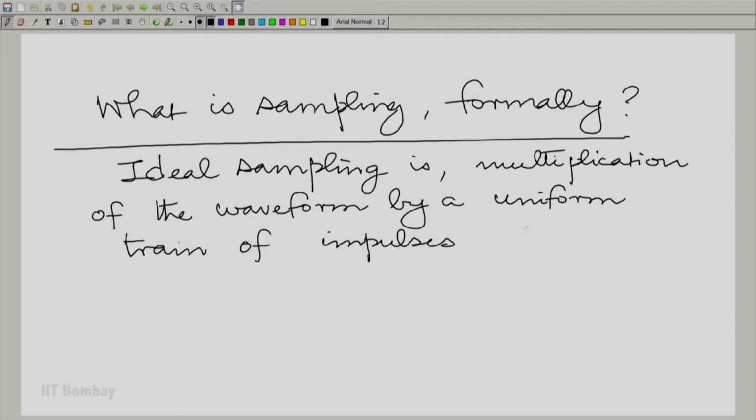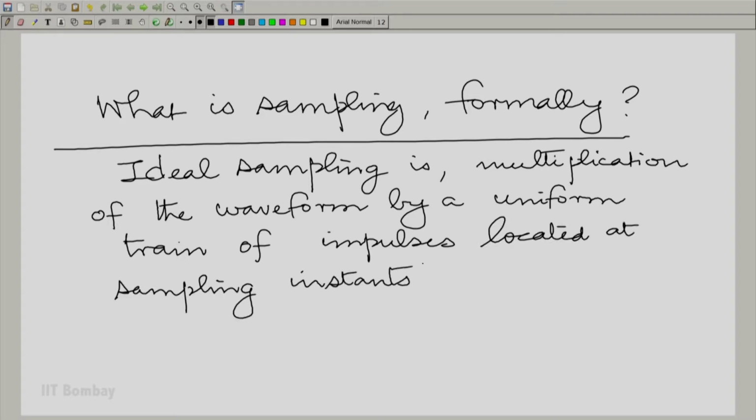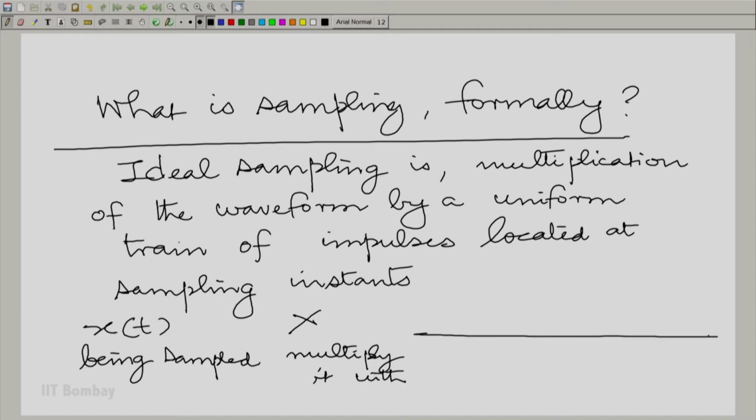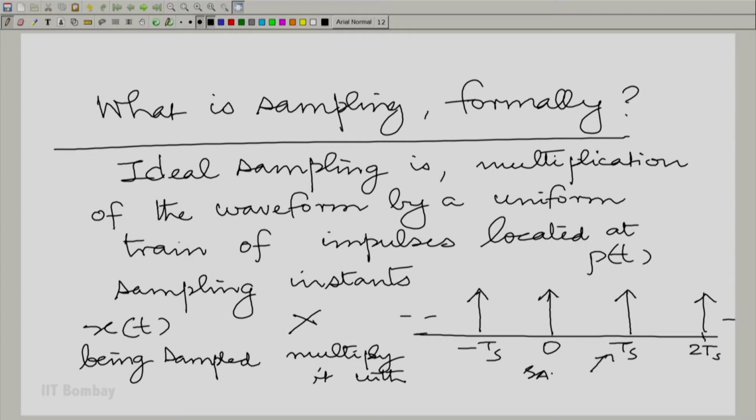Where should this train of impulses be located? This train should be located at the sampling instants. So, if x(t) is being sampled, we are multiplying it by a waveform which we will call p(t). p(t) has impulses located at every sampling instant. So, these are the sampling instants.